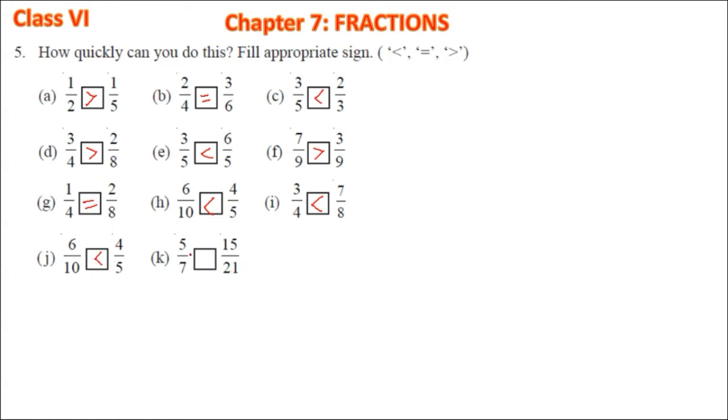When we do this cross multiplication, 5 multiplied by 21 will be 105. 7 times 15 is also 105. So they are equal.